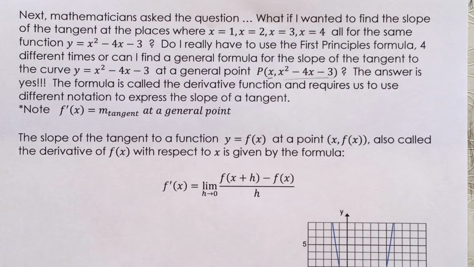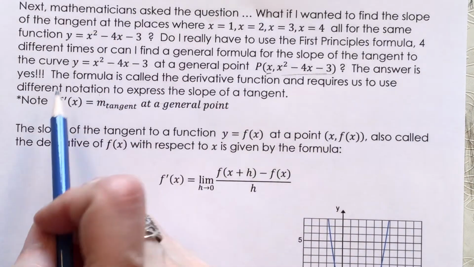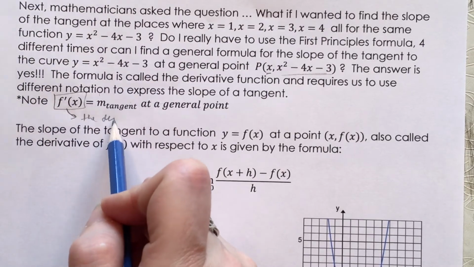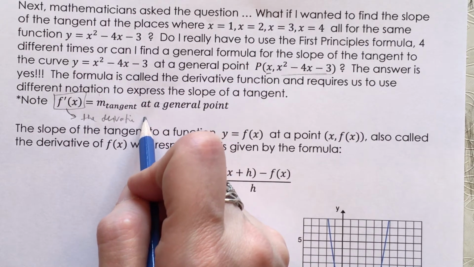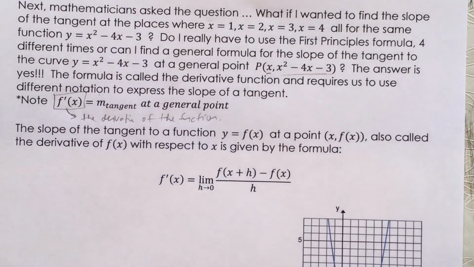So the formula is called the derivative function and requires us to use different notation to express the slope of a tangent. So we never write out all the words slope of the tangent at a general point, okay? Instead, we write f prime at x, and f prime at x means the derivative of the function at x as well. So you'll hear that word derivative. The slope of a tangent to a function y equals f at x at a general point, x, f at x, is also called the derivative of f at x with respect to x and is given by this formula.